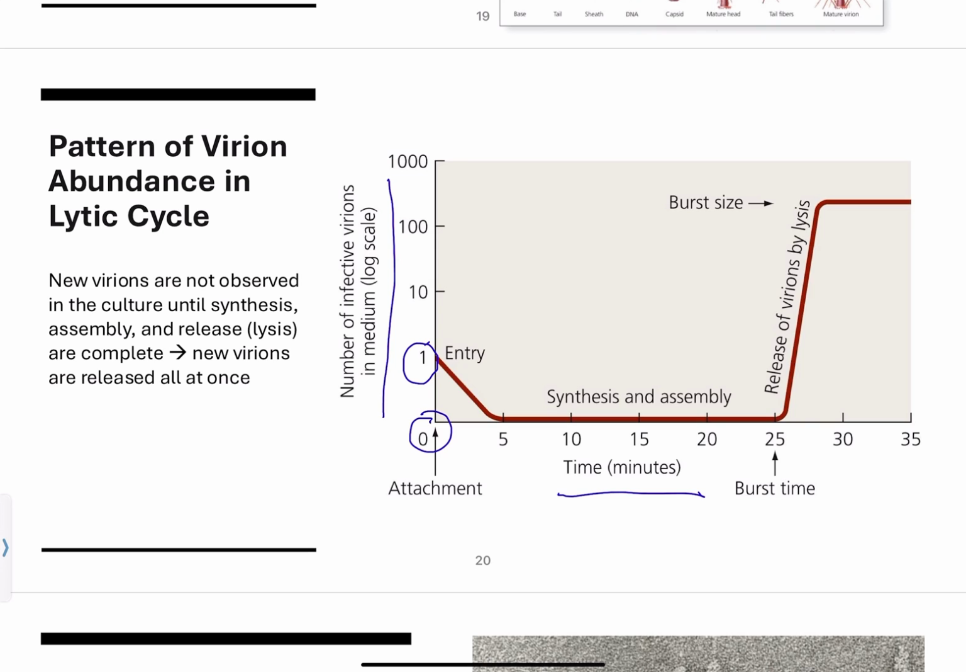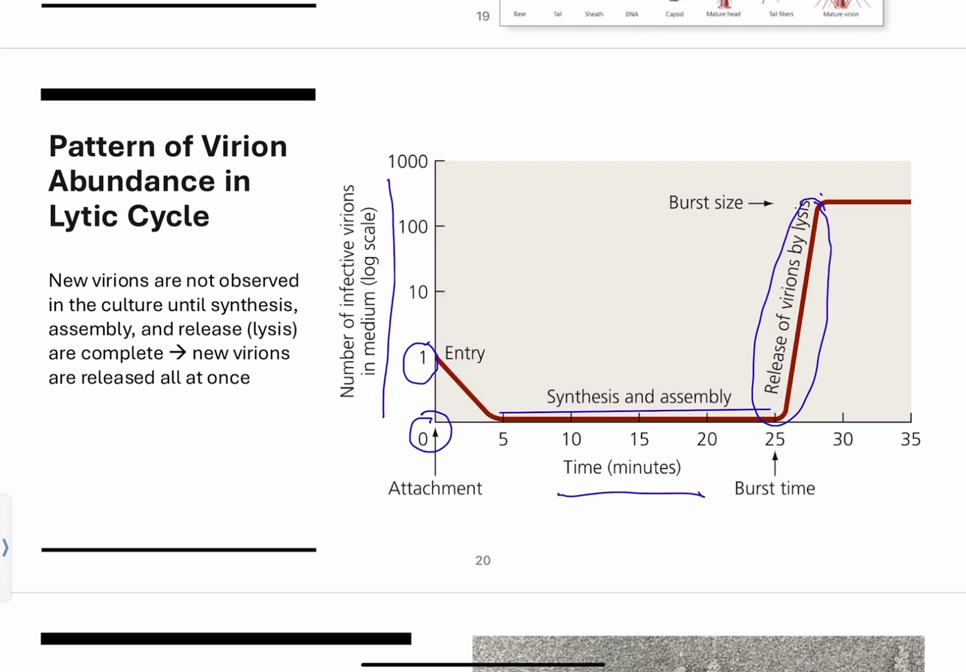as far as how many viral particles we have available, because what they're counting is the number of viruses that are outside of the cell itself. Then we still continue to have 0 virions outside of the cell during the synthesis and assembly phase. This is usually referred to as the eclipse period, and no new viruses are going to be detected outside of the cell, which is why it's at 0, because the virus is still replicating its genome and producing proteins inside.